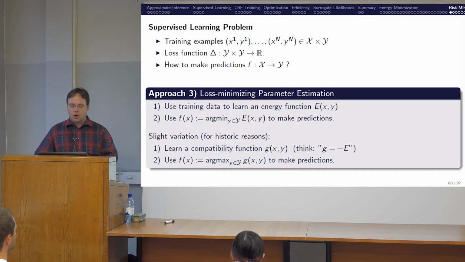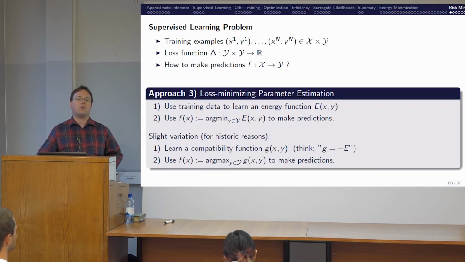So I will talk about a function of x and y, which is large if the combination of x and y is good, and is small if the combination of x and y is bad. And that means it's exactly the negative of an energy. In an energy, small is good; here, large is good. That's it.